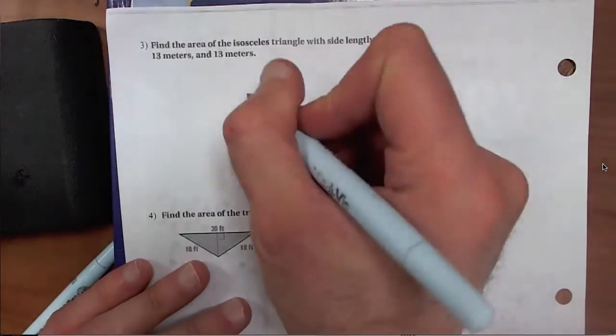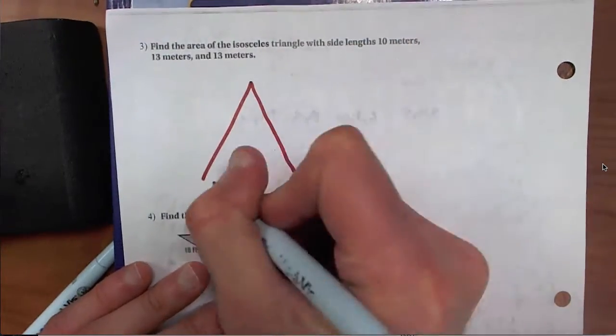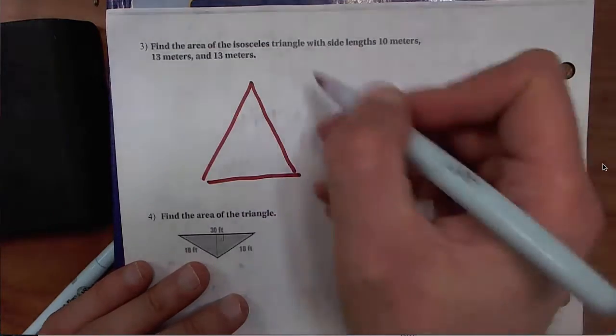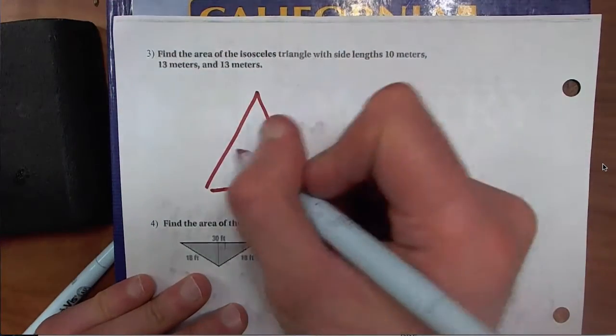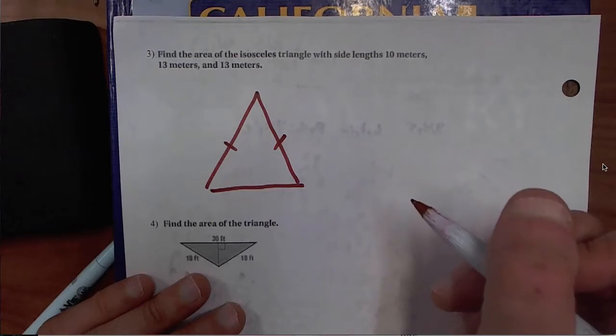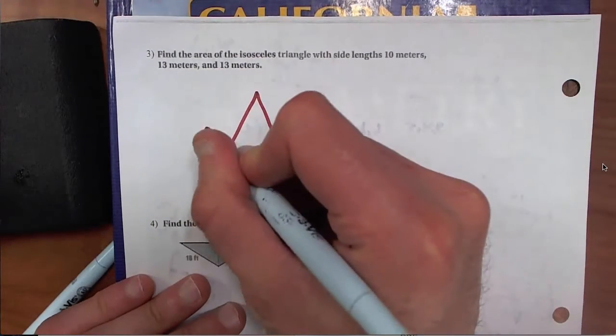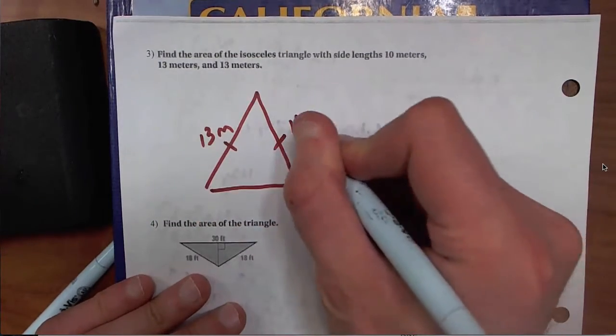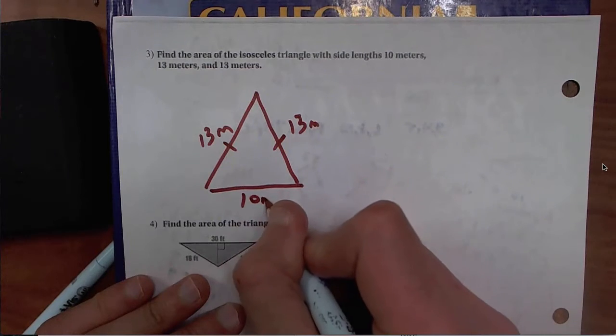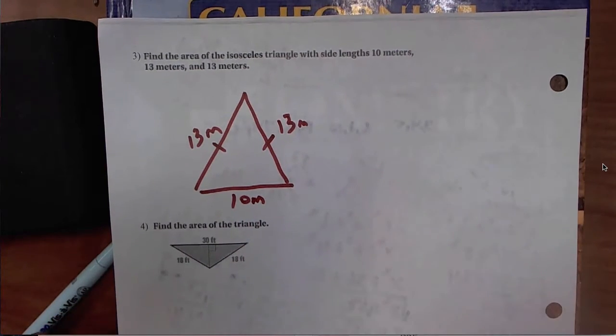Okay, so if you tried it, let's take a look. I'm going to draw an isosceles triangle. It does not say a right triangle. It's not a right triangle. So I'm just going to say tick, tick. So this would have to be 13 meters. This would have to be 13 meters. And this is 10 meters. Okay, so this is kind of tricky, actually.